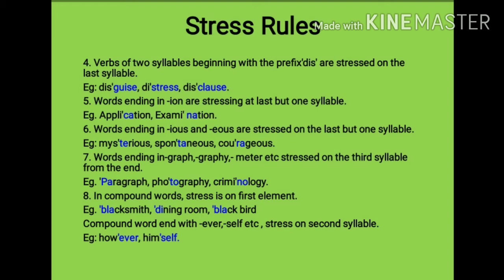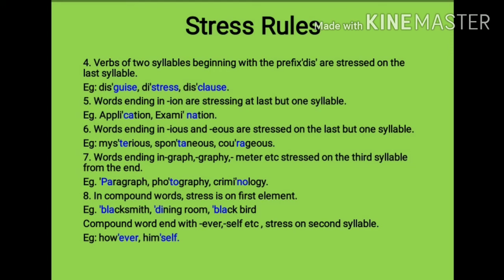Another rule is, in the case of compound words, that is words that are made up of two words and written as one word, the stress is on the first element. For example, blacksmith, dining room, blackboard. For blacksmith, stress is on the black. For dining room, stress is on the first element, that is dining. For blackbird, stress is on the first element, that is black.